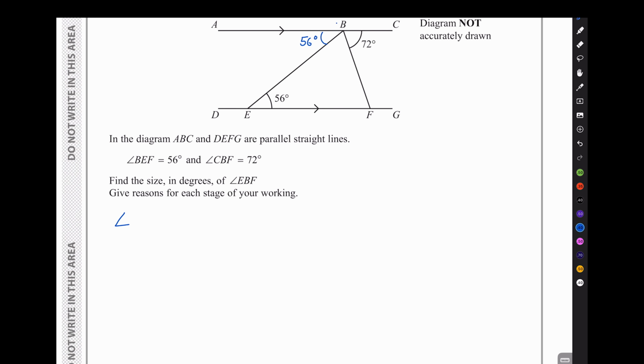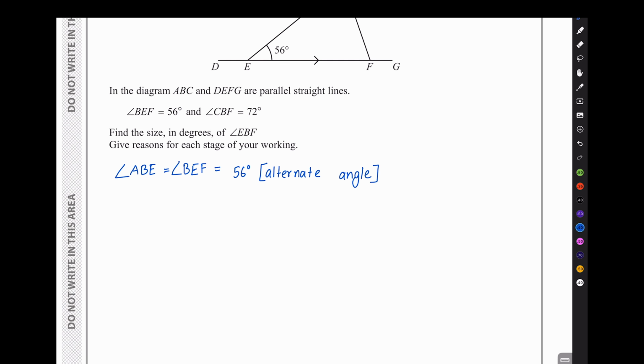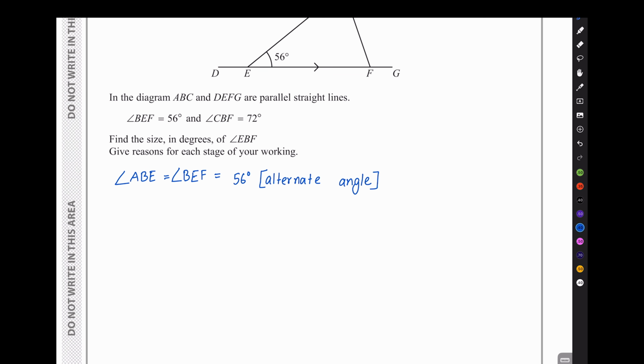So angle ABE is 56. Why? Because alternate angle. Oh, let me just write something else as well. Angle ABE is equal to angle BEF, which is equal to 56, and that's because they are alternate angles.